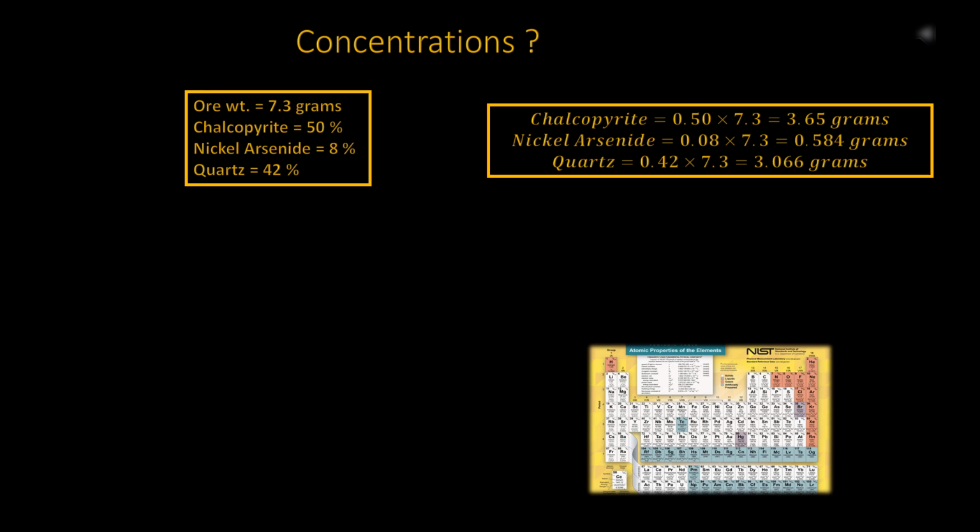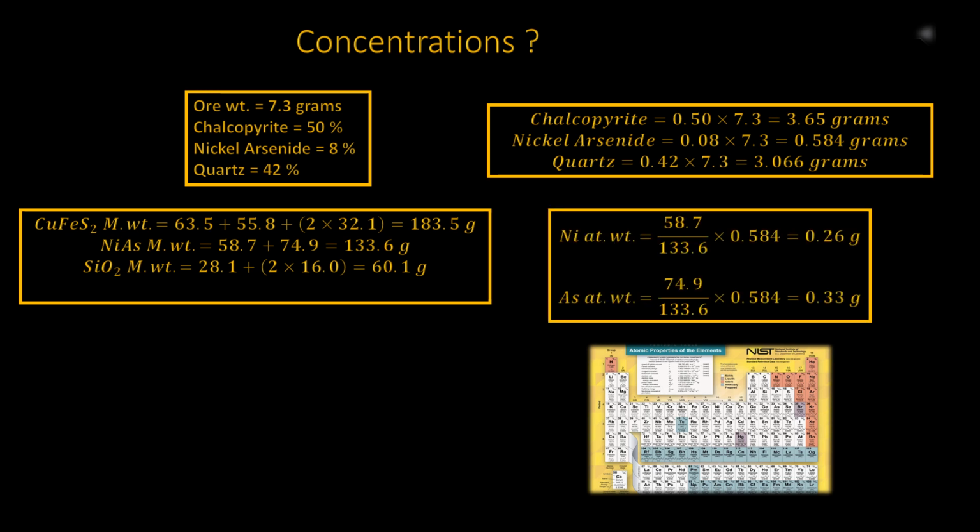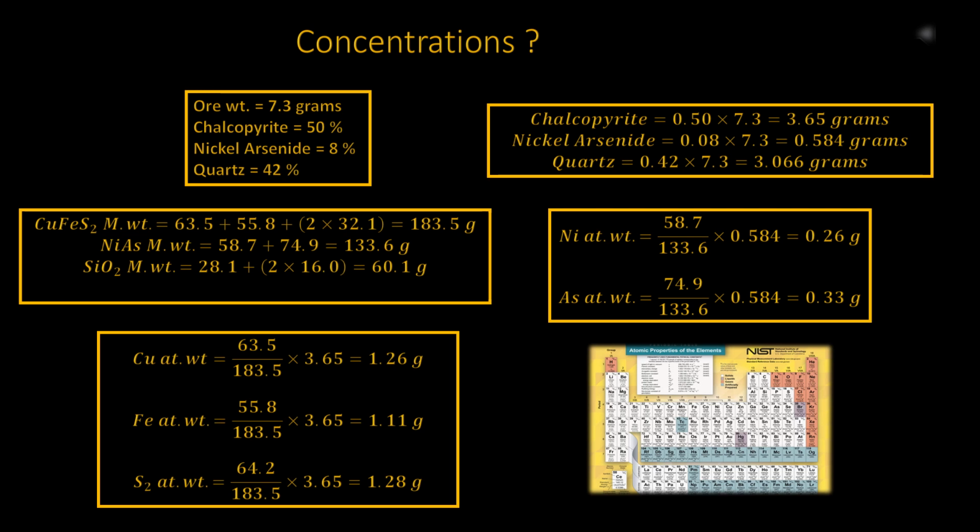We also need to know what the individual molecular weight is in grams. In order to do this, the periodic table is used to calculate the molecular weights of the chalcopyrite, nickel arsenide, and the quartz. Simply adding up the individual elemental molar weights listed in the periodic table gives us the molecular weight of each constituent. In addition to the individual elemental weight of each element in grams, this also must be known. This is simply calculated by dividing the elemental molar weight by the molecular weight of the compound, then multiplying by the number of grams in the ore.